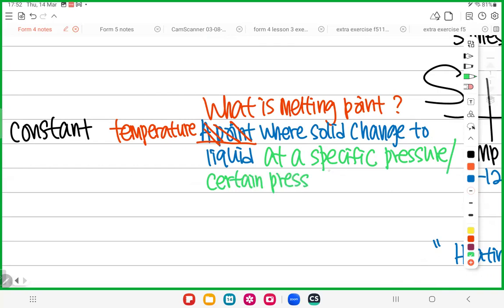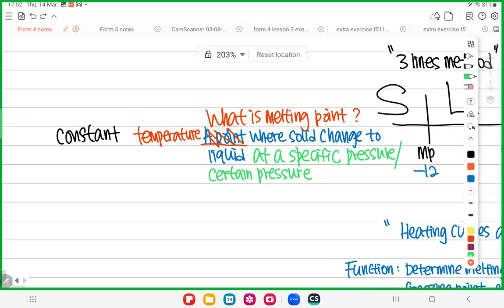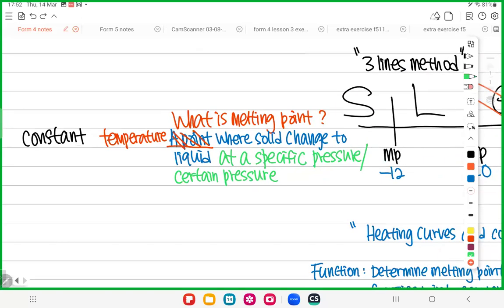Mr. Martin, can we write atmospheric pressure? Cannot. In SPM, cannot. Must write specific pressure, because it is not necessarily atmospheric pressure. Sometimes we will change the pressure. So, specific pressure. Okay, guys, let me know in the chat box, are you okay with what is melting point now?